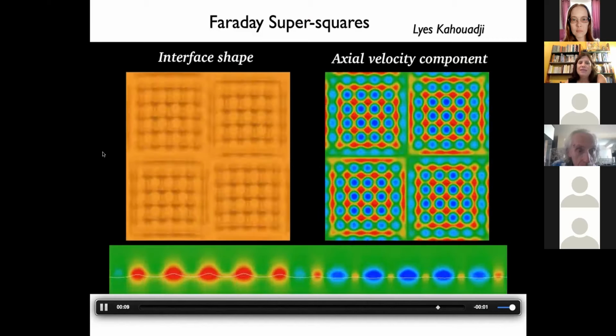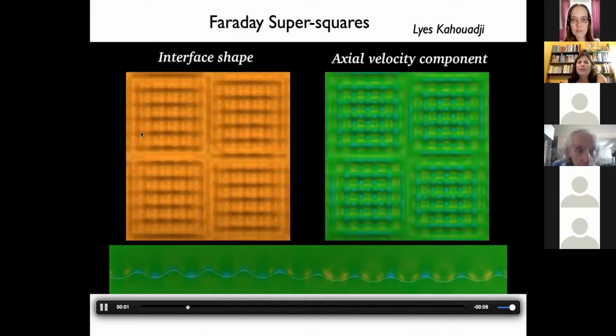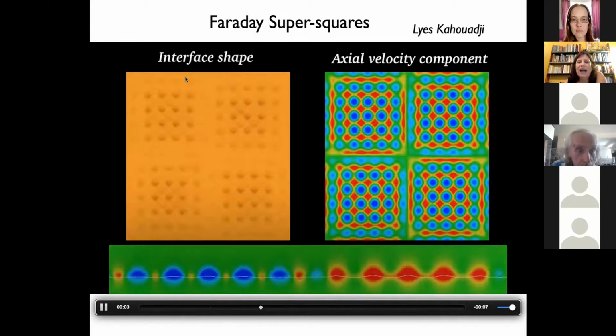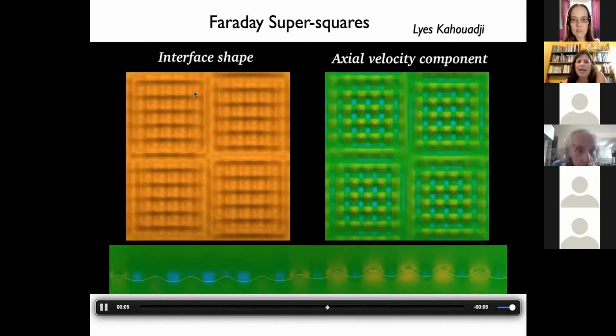And there you see that this square pattern completely spontaneously divided itself into a kind of waffle.